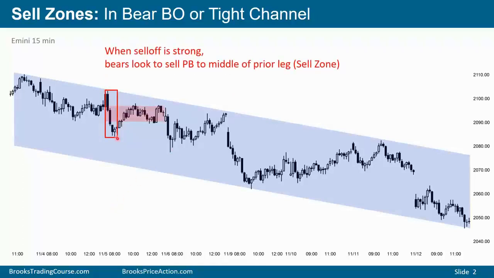Whenever you get a strong sell-off and then an attempt to reverse back up, the bears are going to look to sell somewhere in the middle third of the most recent leg down. We have a bear breakout. This red box is the middle third. This is the sell zone. This is where the bears will be looking to sell.